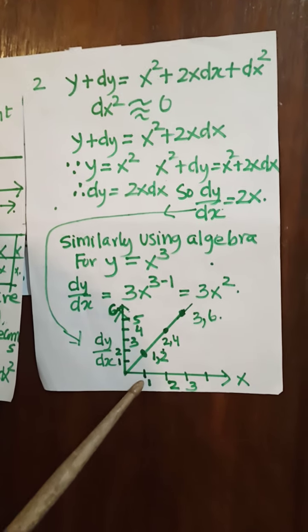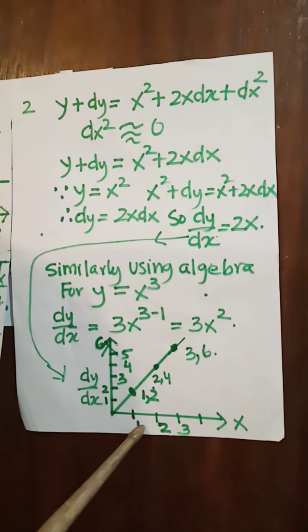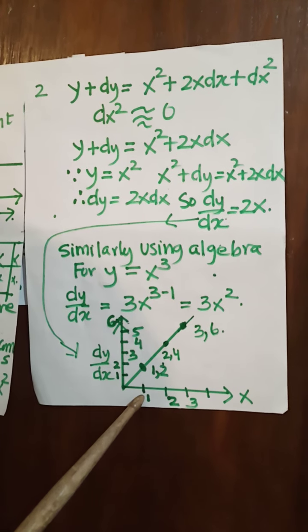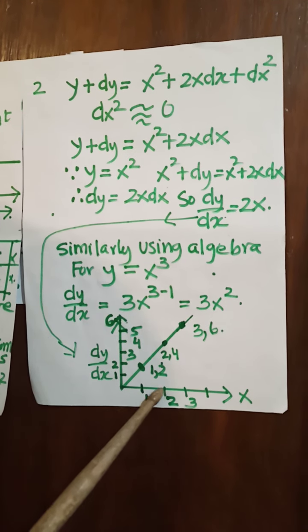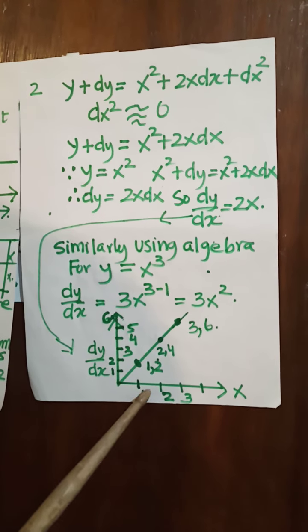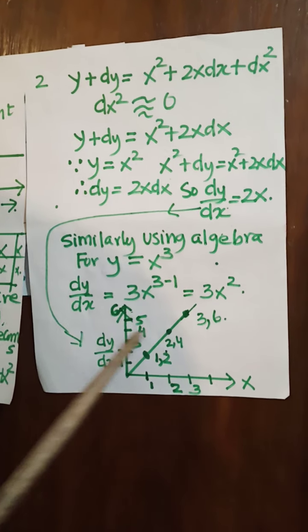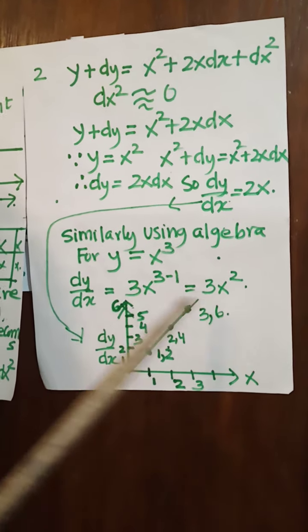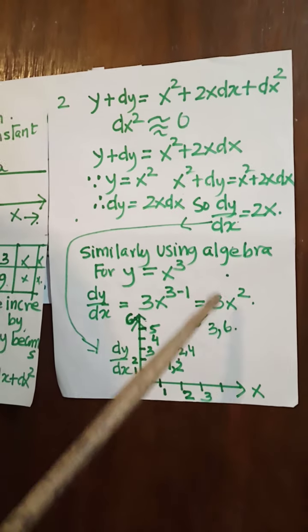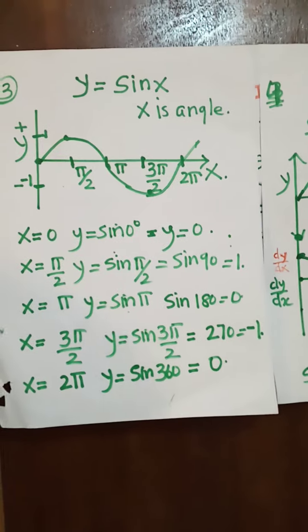This is the graph, see? dy/dx on the y-axis, x on the x-axis. So at 1 it is 2, at 2 it is 4, and at 3 you'll get 6, sorry, you'll get 6. So this is the graph of dy/dx. So that we end with linear differentials.